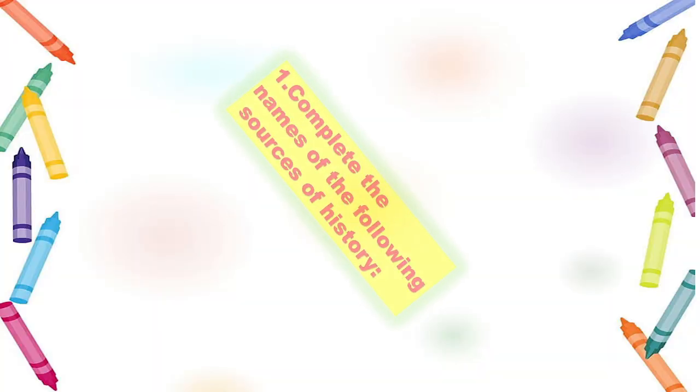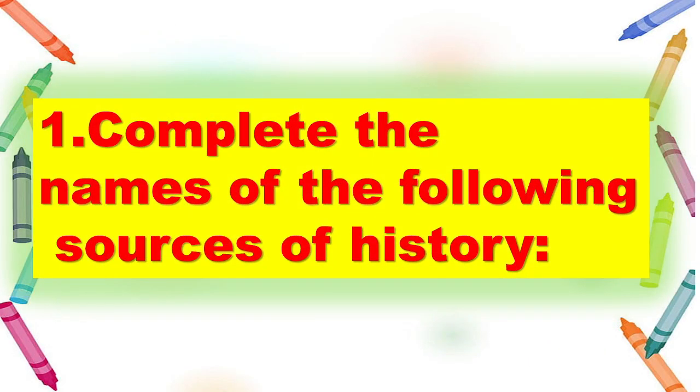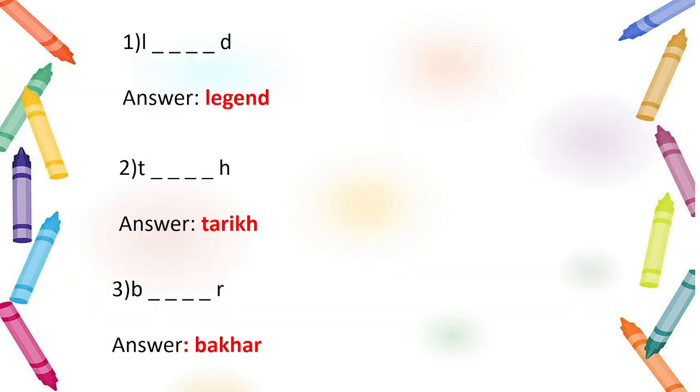So we are going to start the first question. Complete the names of the following sources of history. Here is the first. The answer of this is a legend. Then next, T and here dash dash dash H. So answer is tarikh.